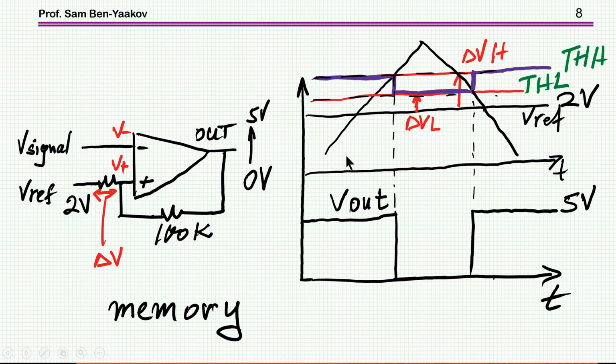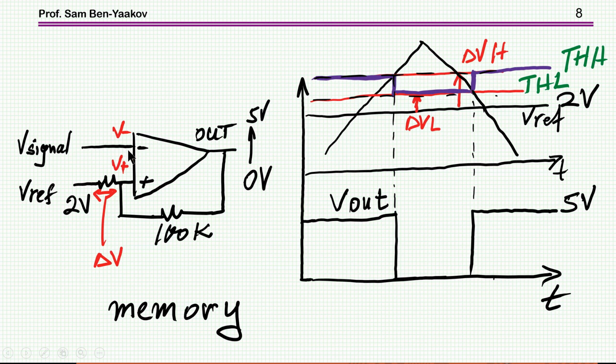Suppose I have a signal that looks like this. This is the signal. And then I have the two thresholds. These are the voltages when you add to V reference this delta due to the high or low output voltage. So this is the high threshold. This is the low threshold. So as the signal is going up, it'll hit the high threshold.